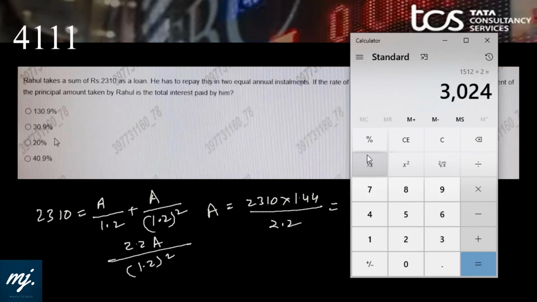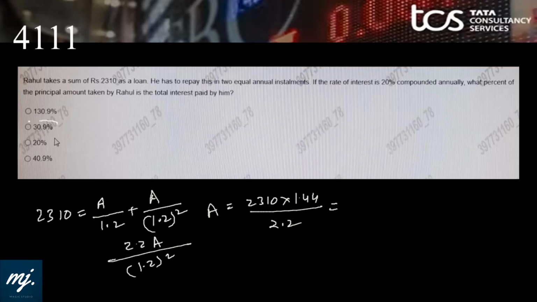1512 into 2, 3024 is the total money refunded by him. Minus 2310, this is the interest paid by him, 714, divided by 2310 into 100. That is 30.9%. 30.9% of the principal amount is what the total interest paid by him is.